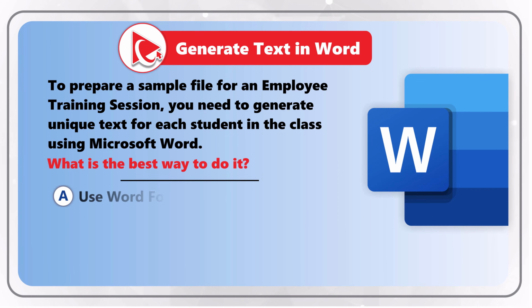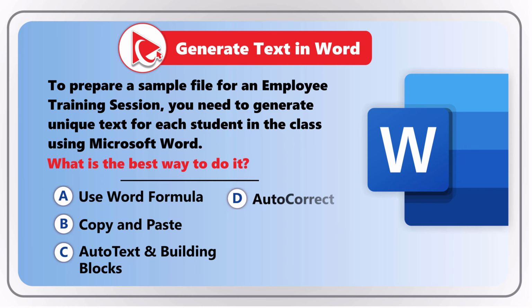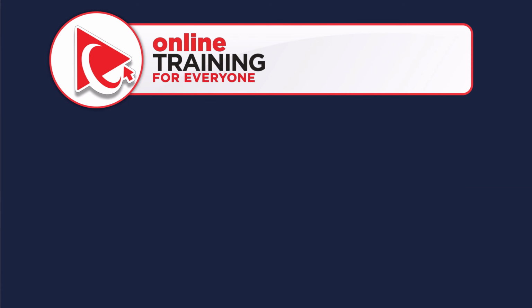Choice A, use Word formula. Choice B, copy and paste. Choice C, auto text and building blocks. Choice D, autocorrect. And last but not least, choice E, mail merge. Take a close look to see if you can come up with the solution. Tricky question, don't you think so? Well, I think I know what my answer is going to be, so I'm moving forward to share with you my version of the solution.